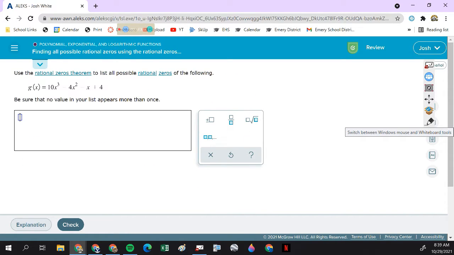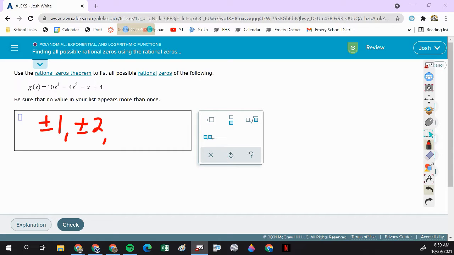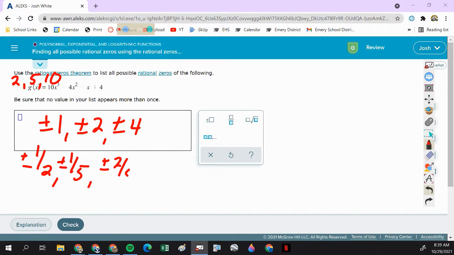All right. Plus or minus 1, 2, 4. And then 10 has a 2 and a 5 and a 10 in it. So 1 half, 2 halves, and 4 halves. Simplify. 1/5, 2/5, and 4/5. And then 1/10. Hopefully we won't have to guess any fractions.